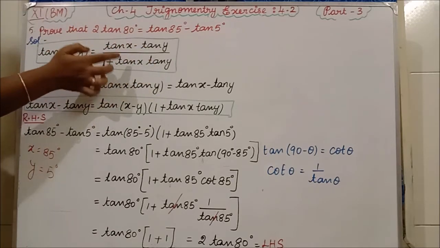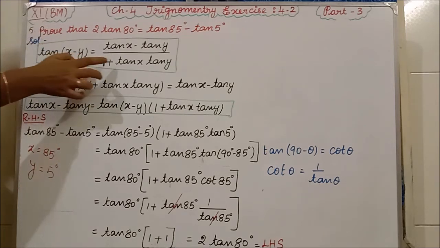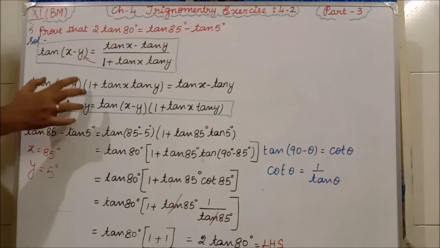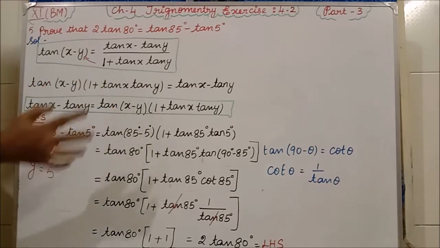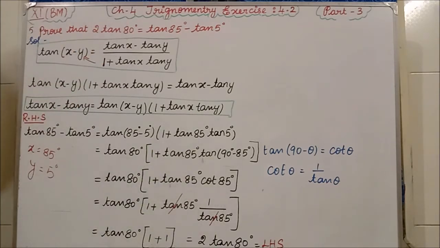So, the denominator part, I am doing the cross multiply to the left hand side. So, if I do cross multiply, what will I get? Tan(x minus y) into (1 plus tan x tan y) is equal to tan x minus tan y. Will I get? Isn't it? So, tan x minus tan y is equal to tan(x minus y) into (1 plus tan x tan y).